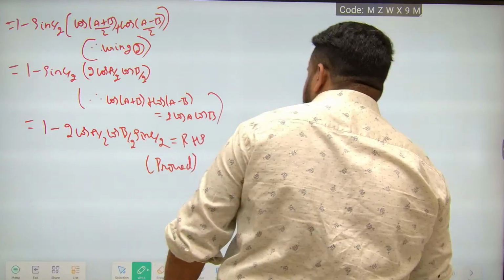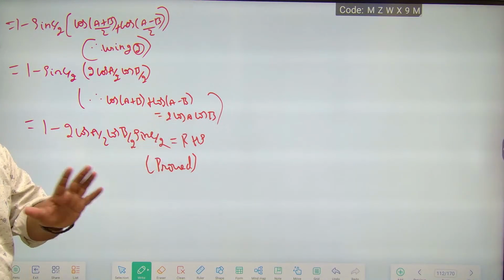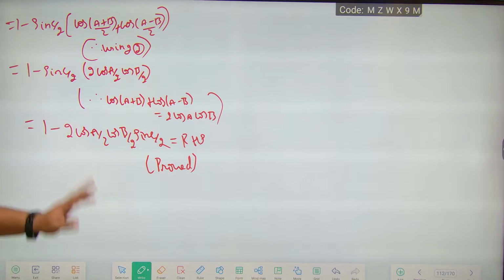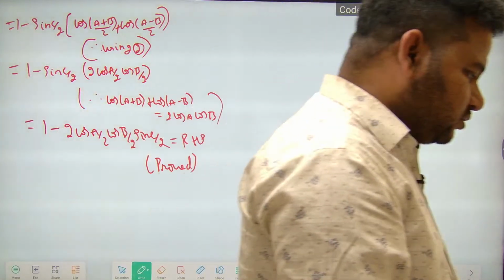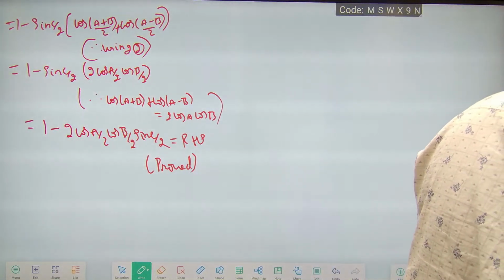Then finally, using this formula, cos of (A plus B) plus cos of (A minus B) is equal to 2 cos A cos B. That's why I am telling you those formulas are highly important. Based on those formulas only you can solve this question. Clear, friends? This is the way you have to solve this question.